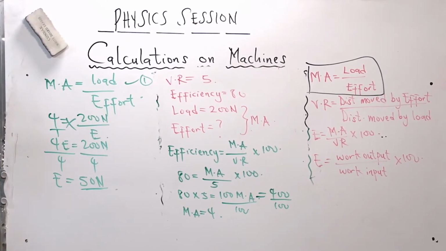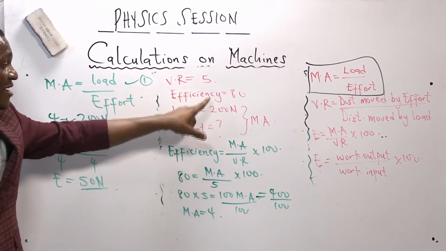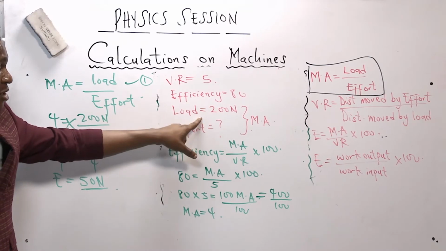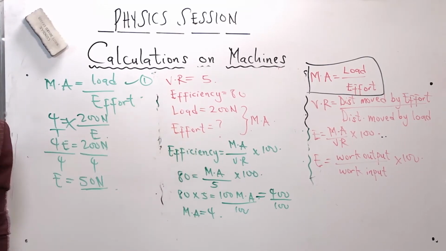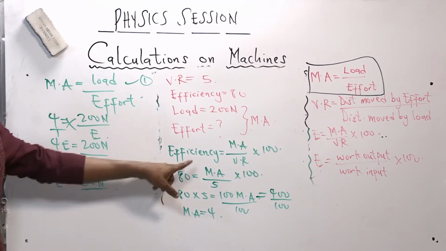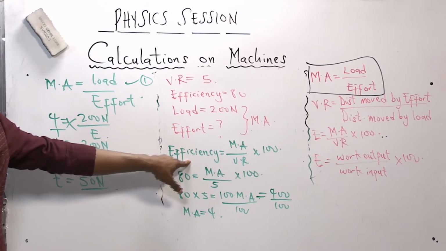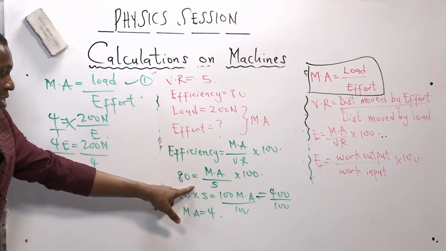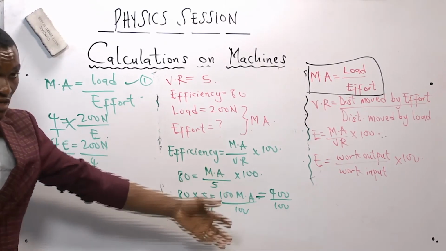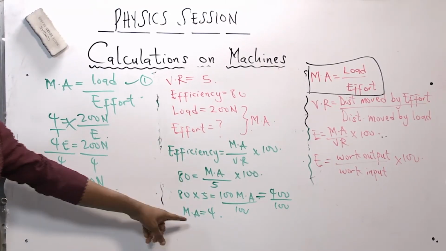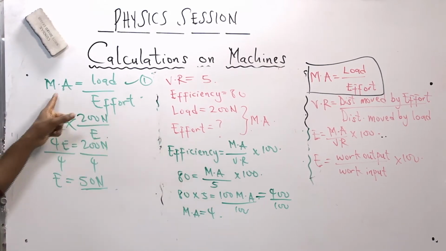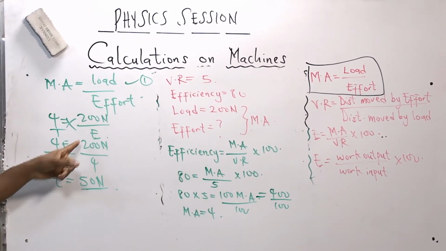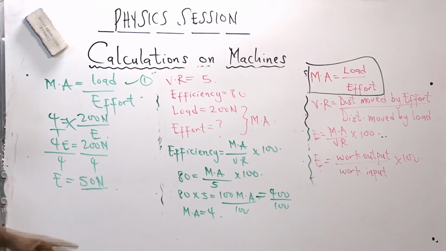Very simple. So let me go over it once more. Velocity ratio given as 5, efficiency given as 80, load given as 200 Newton, effort we don't know, we were told to find. So we started with efficiency is equal to MA over VR times 100. 80, which is the efficiency, is equal to, all I did was input my variables, and then we got our MA as 4. So using this formula, MA is equal to load over effort. Putting in your variables, you get your E as 50 Newton. Very simple.